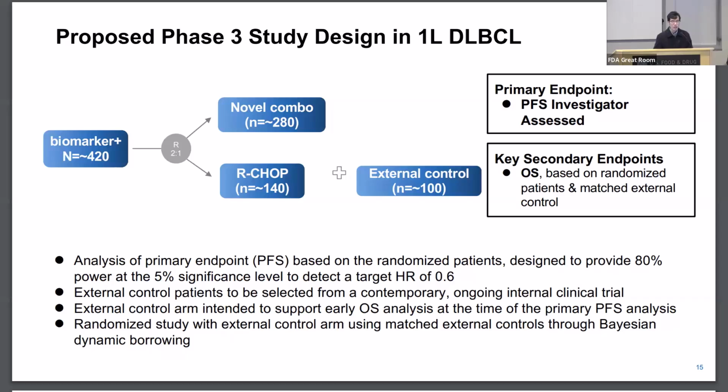The external control patients were selected from a contemporary ongoing internal clinical trial, with the intent to support early OS analysis at the time of primary PFS analysis. So that's shortening the time to get the readout. The randomized study with external control arm used matched external controls through, as we mentioned before, dynamic borrowing.